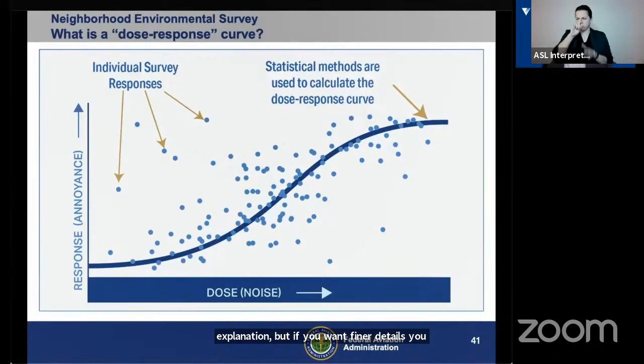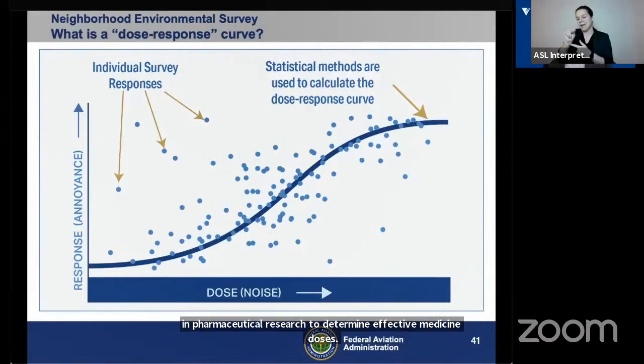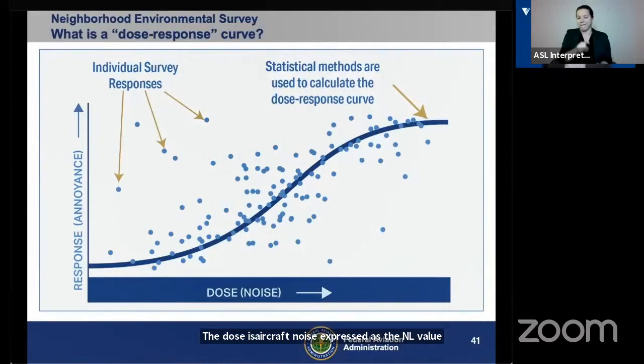A dose response curve is commonly used to express how a stimulus or dose correlates with a response. For example, dose response curves are widely used in pharmaceutical research to determine effective medicine doses. In our case, the dose is aircraft noise expressed as a DNL value, shown on the X or horizontal axis. And the response is the reported annoyance on the Y or vertical axis. This slide shows an example of a dose response curve with underlying dots representing individual survey responses.